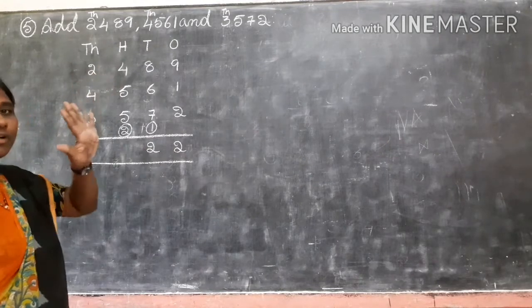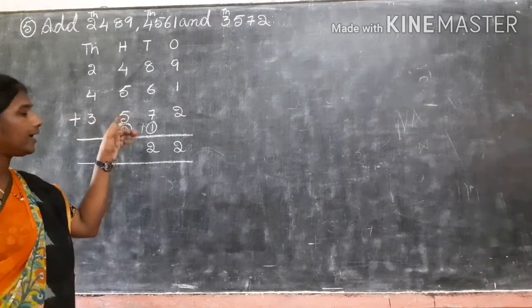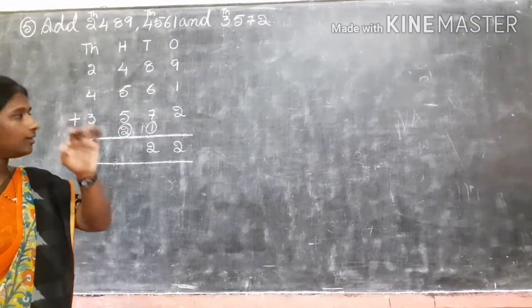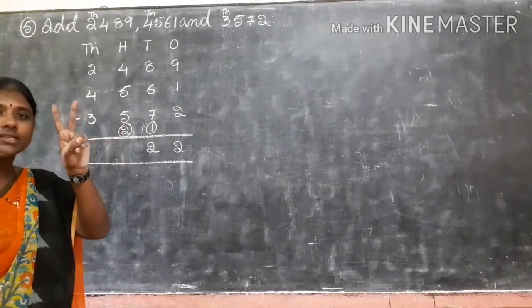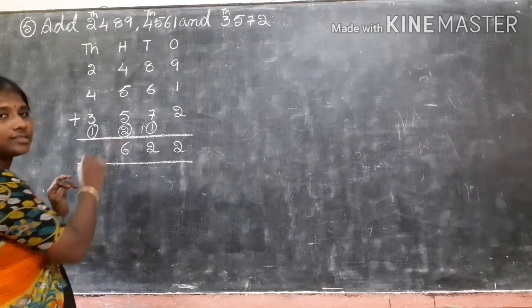Next number 5. Take 5 fingers. 4 after 5, 6, 7, 8, 9. Again take 5 fingers. 9 after 10, 11, 12, 13, 14. 14 after, again take 2 fingers. 15, 16. Here 1, here 6.